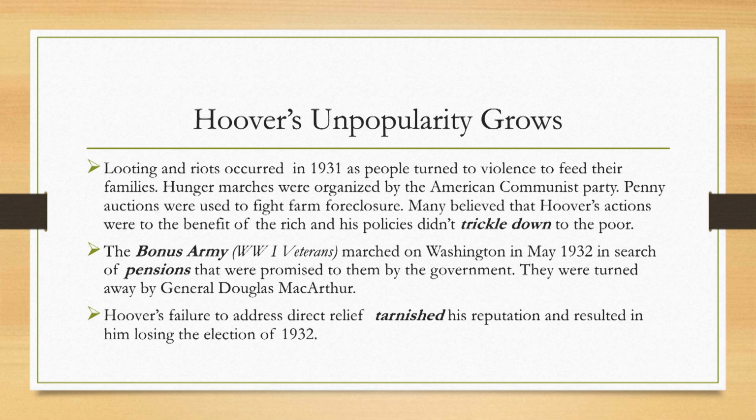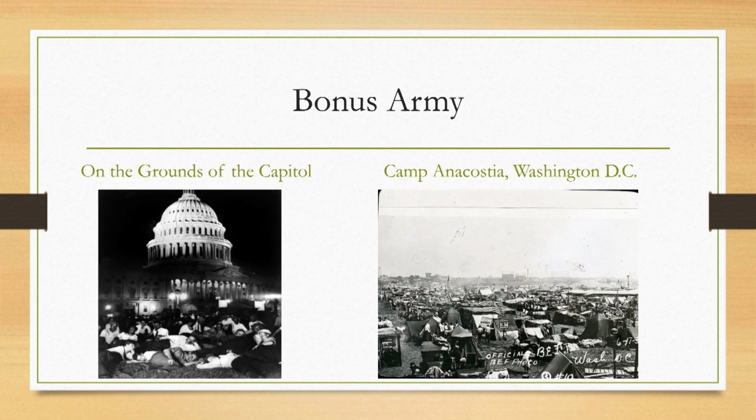They march on Washington, they camp out, and start Hoovervilles outside of Washington. Hoover, after letting them stay there for a little while, decided it was time for them to go. So he sends in one of the most decorated generals in the history of the United States. He wasn't decorated at that time, but General Douglas MacArthur is sent in to run them out. So Hoover's failure to address direct relief tarnished his reputation and resulted in him losing the election of 1932.